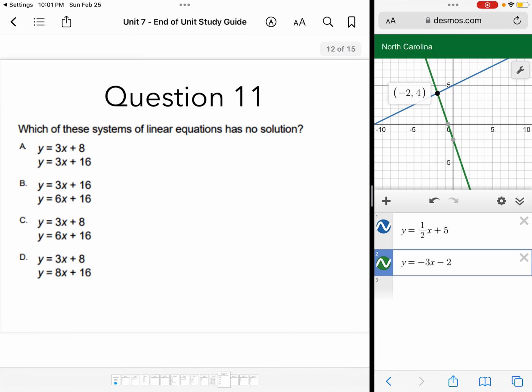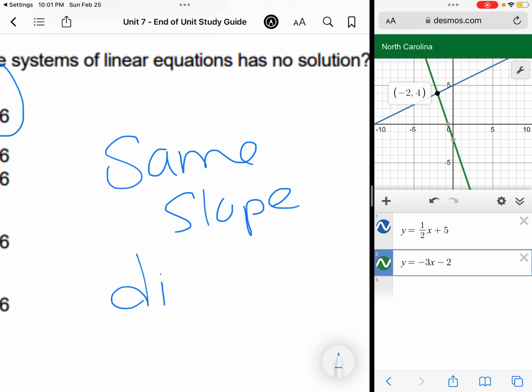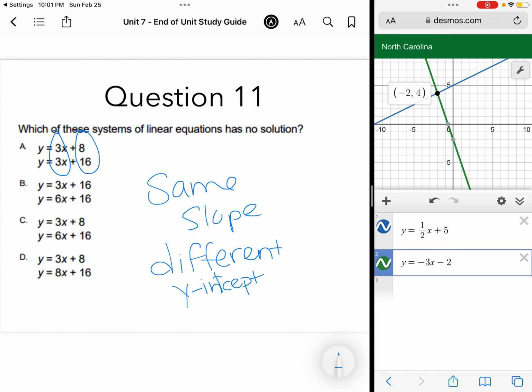All right. Which of these have no solution? So no solution means they have the same slope and different y-intercepts. Same slope, different y-intercept. And you can plug this in too. Intercept. There we go. Ooh, I spelled that way wrong. That's better. Okay, so same slope, different y-intercept.